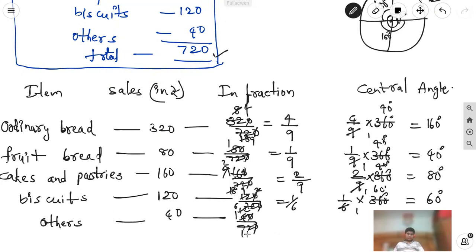The zeros cancel. 4 ones are 4, 4 eighteens are 72. So 1 by 18. Here 1 by 18 into 360 degrees. 18 ones are 18, 18 twos are 36, so the angle is 20 degrees.